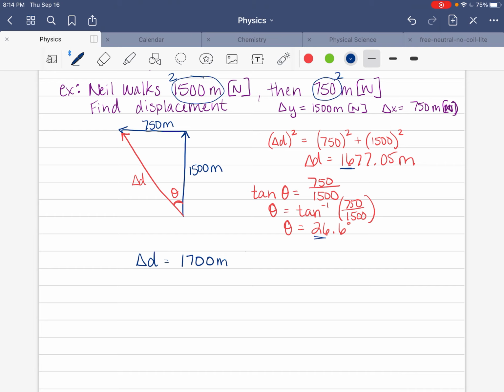Now for my direction, I know what the angle is, but I need to look at where that angle is in relation to my compass: north, south, east, west. Here I have the north compass line, and off of that is where this angle is. From the north compass line, it drops 26.6 degrees towards the west. To write that, it's going to be from the northern border, and instead of 26.6, it'll round up to 27 degrees to the west.